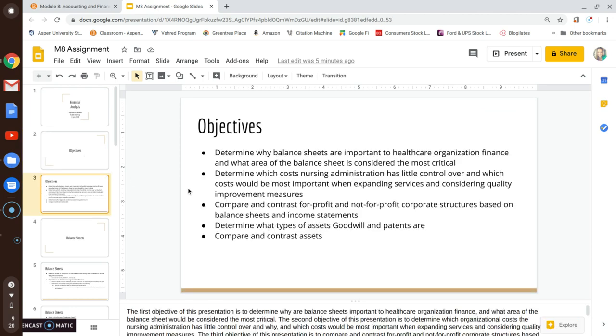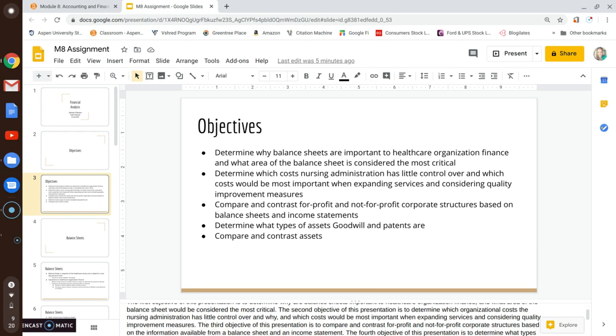Objectives. The first objective of this presentation is to determine why balance sheets are important to healthcare organization finance and what area of the balance sheet would be considered the most critical. The second objective of this presentation is to determine which organizational costs the nursing administration has little control over and why, and which costs would be most important when expanding services and considering quality improvement measures.